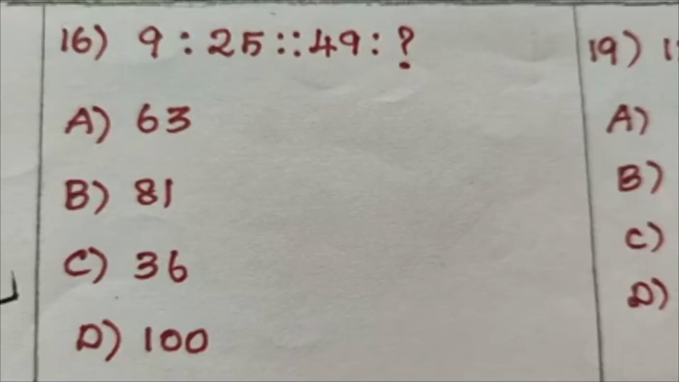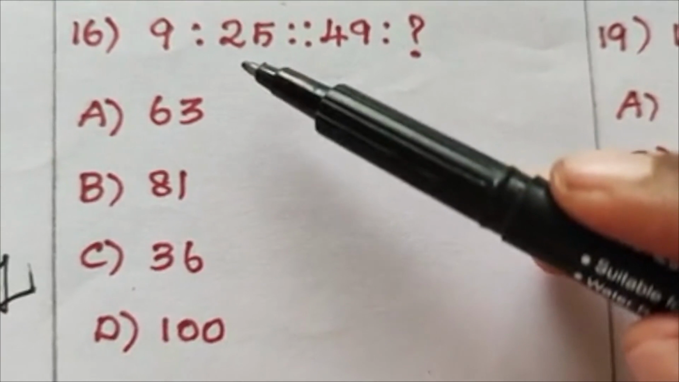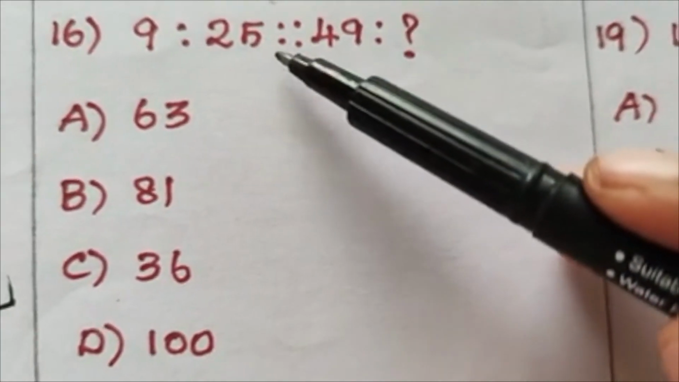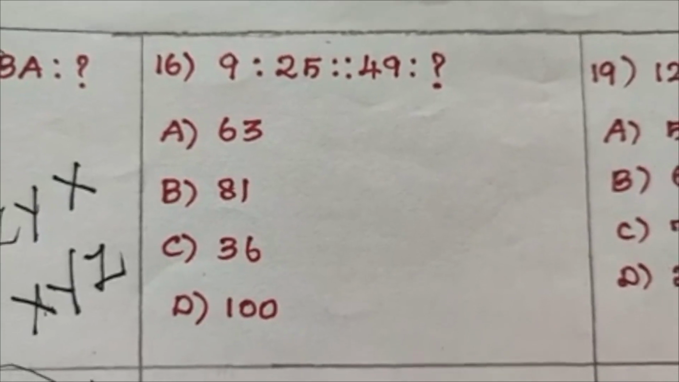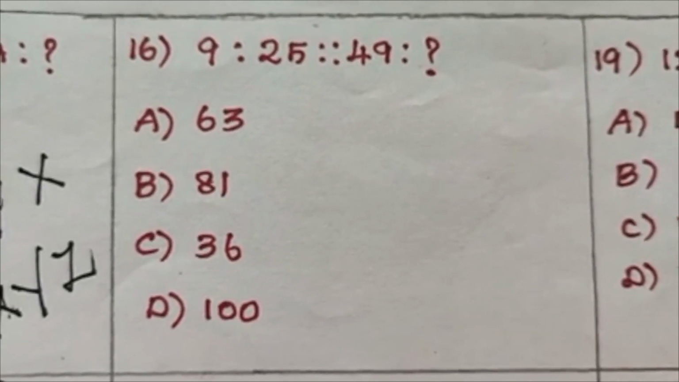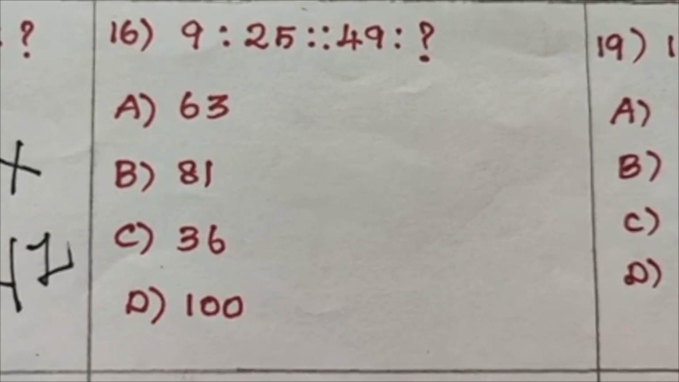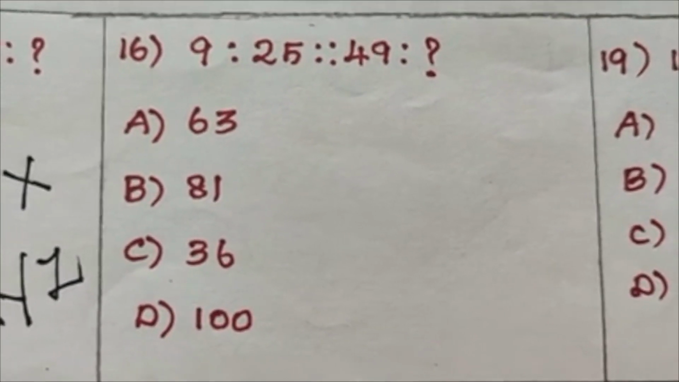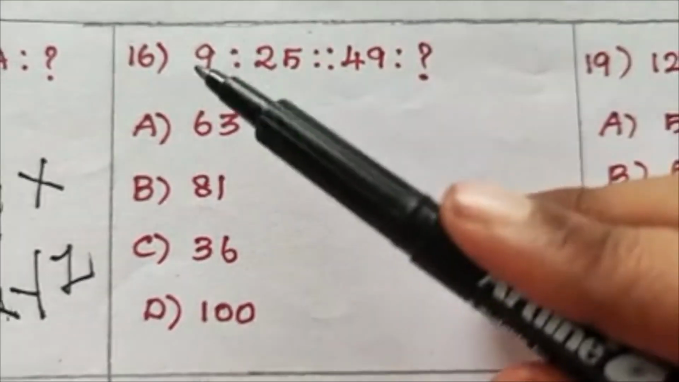Question number 16. 9 is related to 25. In the same way, 49 is related to option A 63, option B 81, option C 36, option D 100. So in this question, first we have to find the relation between these two. So look at here.